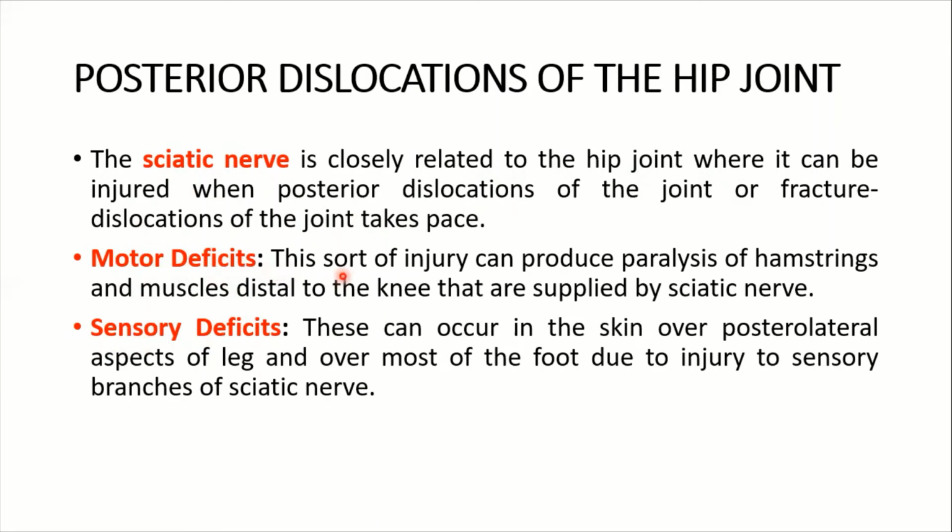Motor deficits and sensory deficits. In the motor deficits, this sort of injury can produce paralysis of the hamstring and muscles distal to the knee that are supplied by the sciatic nerve. And the sensory deficits can occur in the skin over posterolateral aspects of the leg and over most of the foot due to injury to the sensory branches of the sciatic nerve.